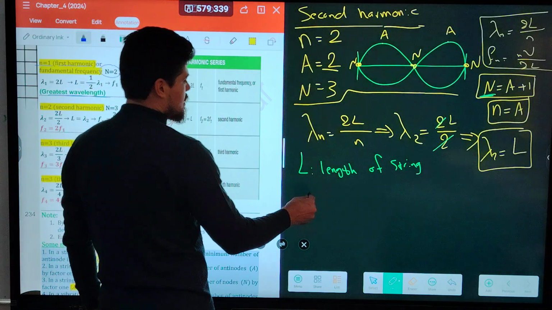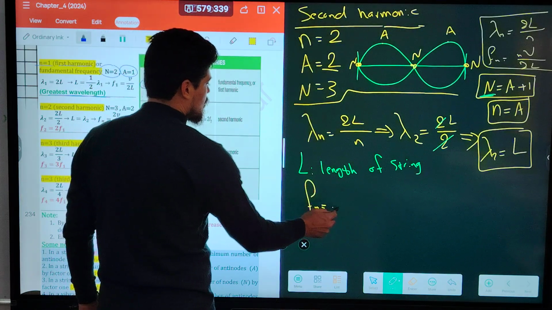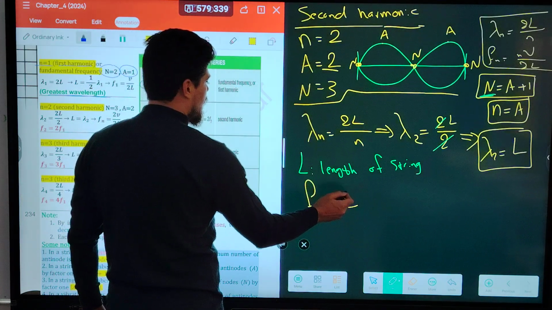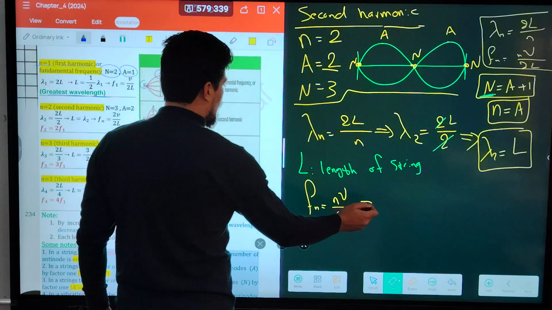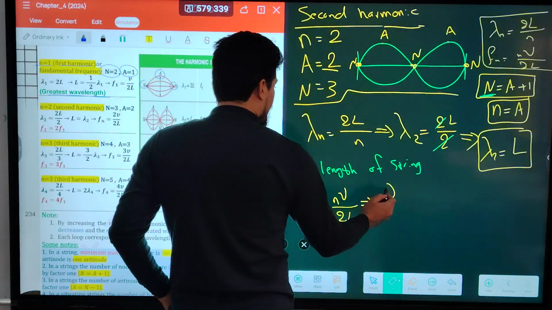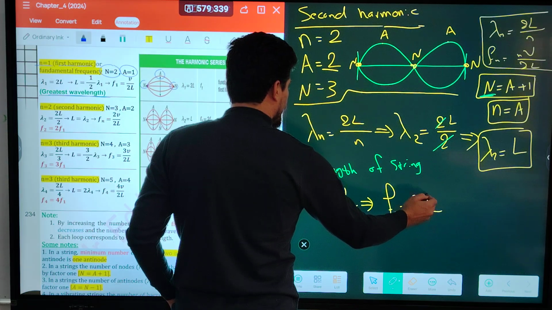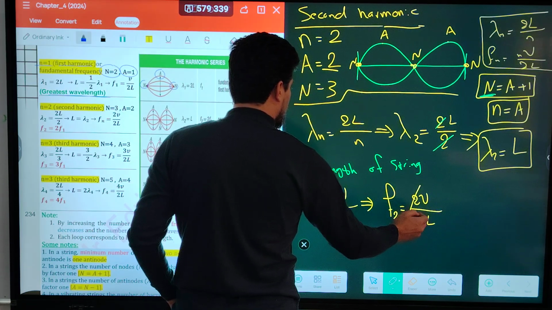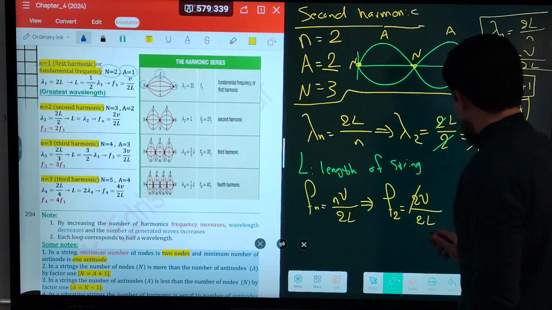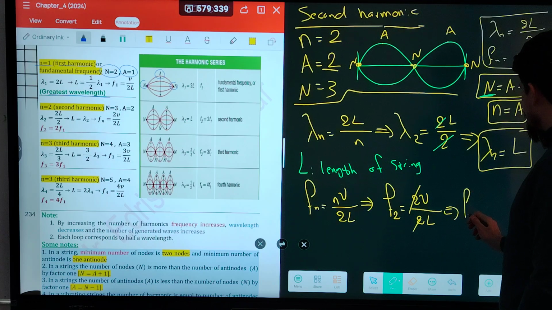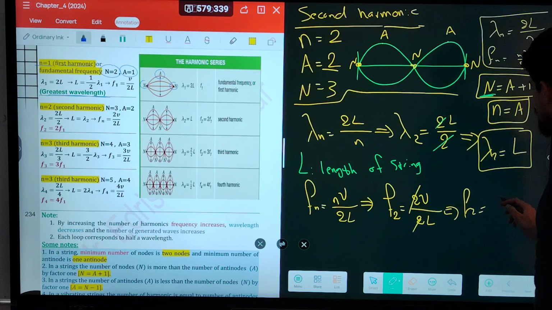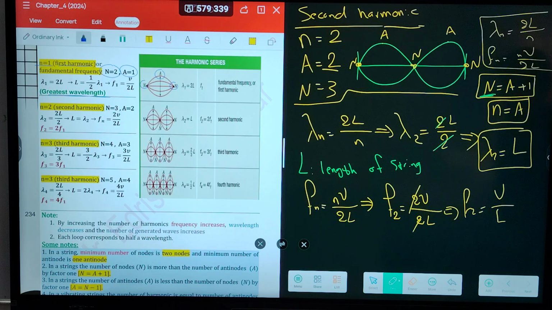Guys, what about frequency? Frequency is equal to what? For each harmonic, nV over 2L. Number of harmonic 2: 2V over 2L. Okay? This 2 cancels with this 2. F2 is equal to what? F2 is equal to V over L.